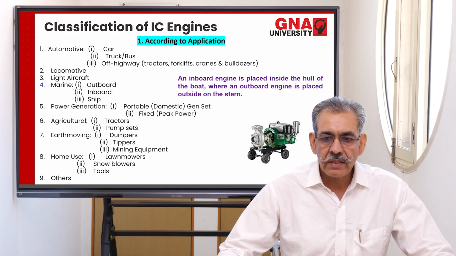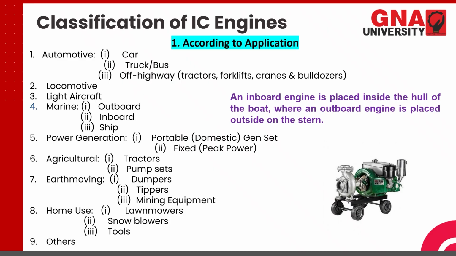As we have seen in day-to-day life, we very much encounter cars, trucks, buses. So automotive is one of the applications. Then we have locomotives. In trains we have DMUs which run on diesel engines. Light aircraft engines are also in this category. Then marine, in which we have outboard, inboard and ship type. Outboard means the engine is placed outside the stern, whereas inboard means the engine is placed inside the hull of the boat. Then we have ship engines.